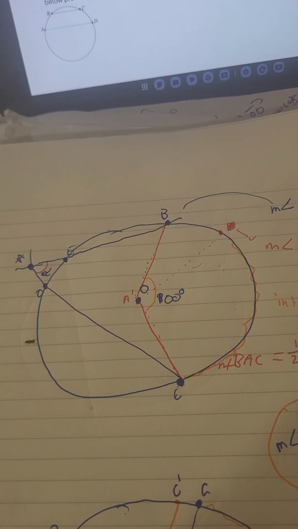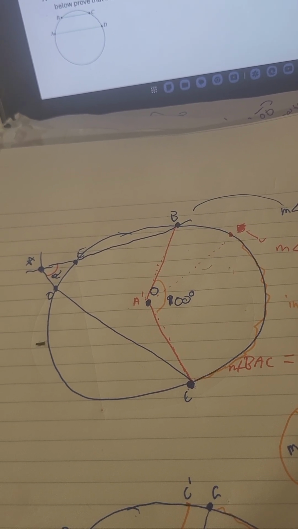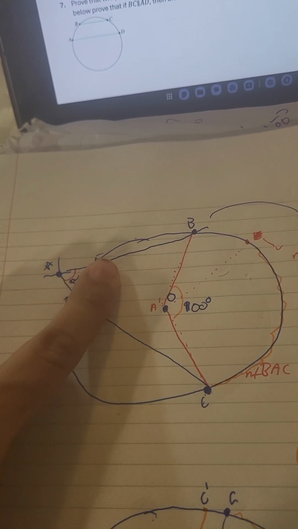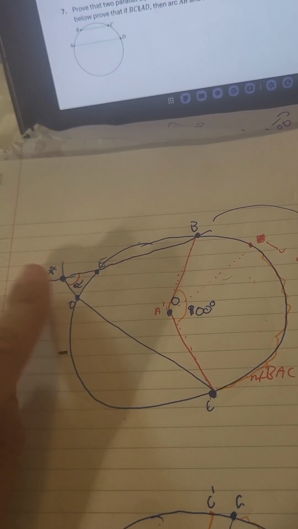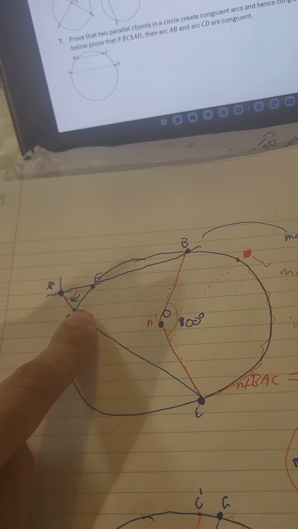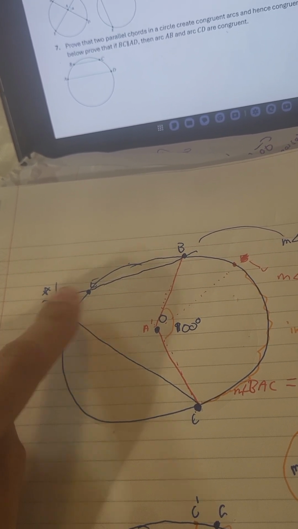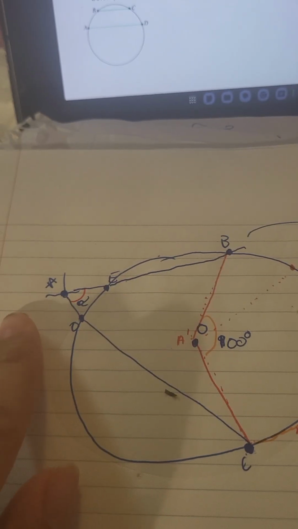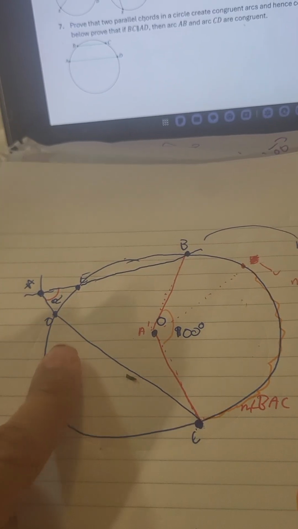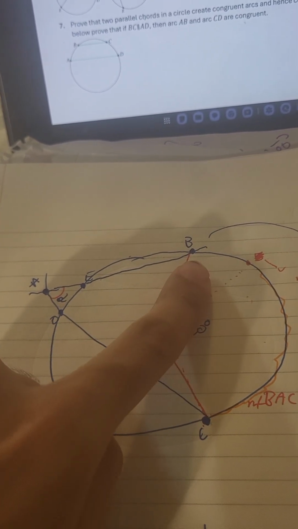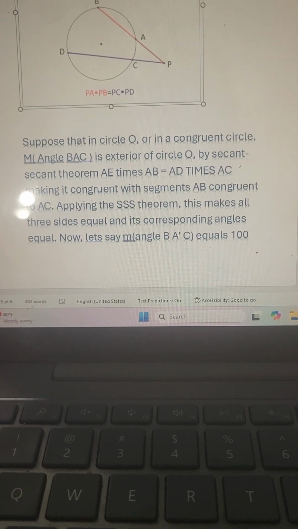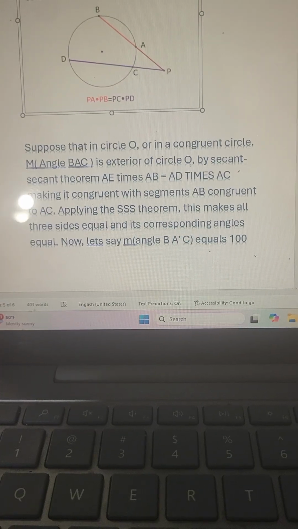So in this case, I decided to include the secant theorem, which states that AE times AB equals AD times AC. Okay, making it so that AB and AC are congruent. So AC and AB are congruent. So I decided to apply the SSS theorem. This makes all the three sides equal and its corresponding angles equal.